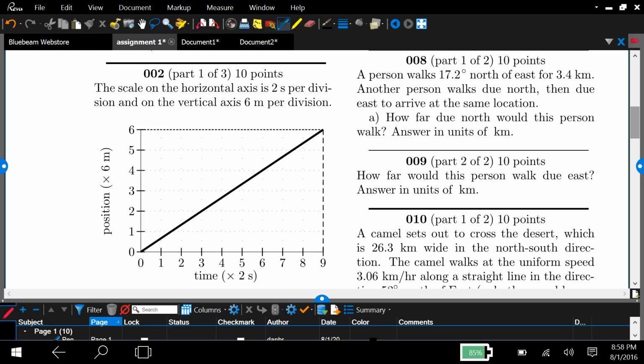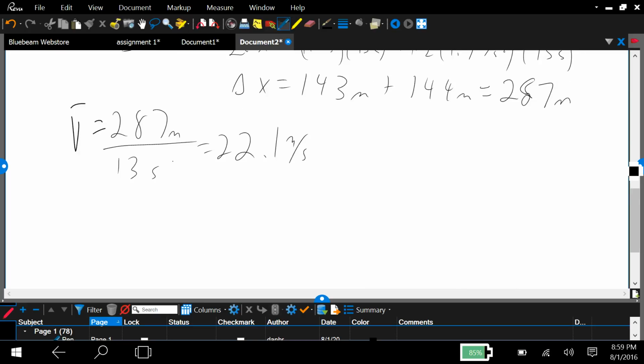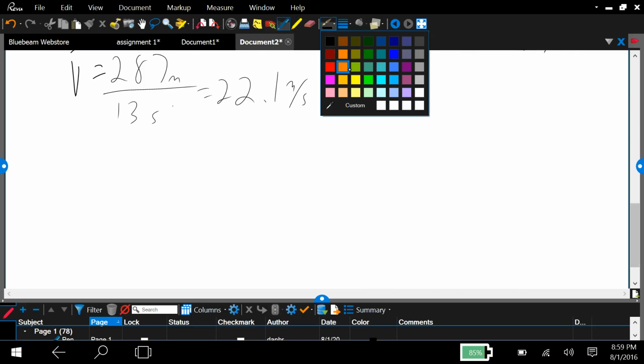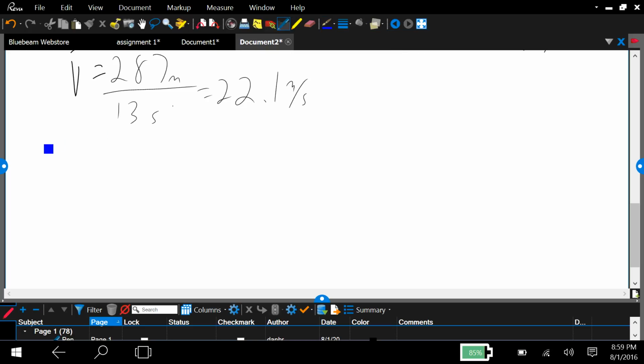And this can be more of a vector problem here, more of a math and triangle problem. So it says a person walks at 17.2 degrees north of east for 3.4 kilometers. Another person walks due north, then due east. How far north would you walk, and how far east would you walk? So this is almost looking for our projections of a triangle. Okay, so I'm going to shift colors here a little bit as I shift numbers. So now we're on to 8 and 9.